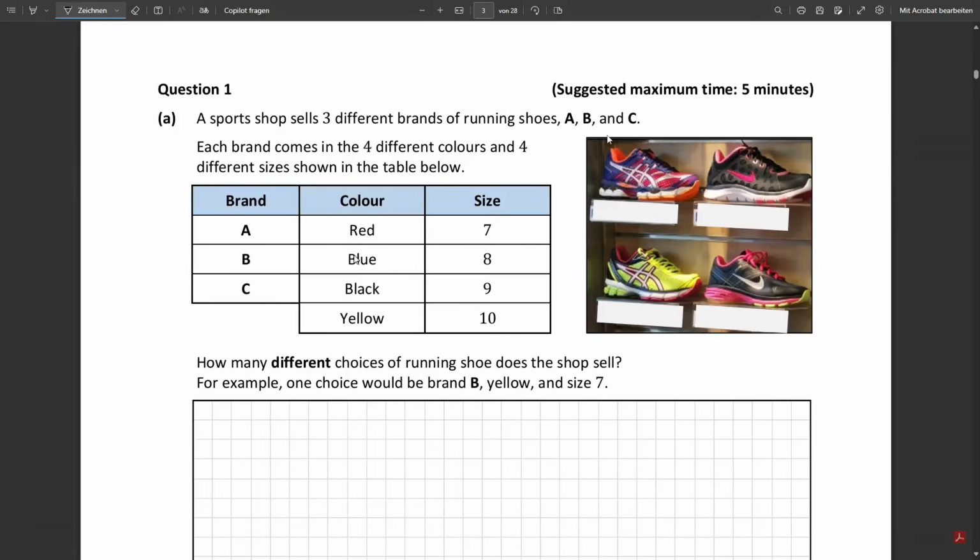So we need to see how many different combinations there are. If you forget the brand for a second, you can see for red we have 4 different sizes, blue 4 different, black 4 different sizes, and yellow 4 different sizes. So we have 4 sets of 4 different sizes, that's 16.